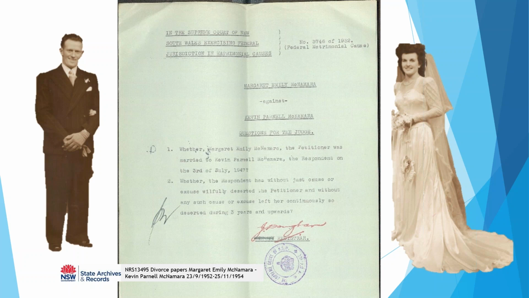So on that page there, you can see that the petitioner was married. Yes, we know that. We've seen the evidence. The respondent has to prove that she has just cause or excuse willfully deserted the petitioner and without any just cause or excuse left her, continuously so deserted for 3 years and upwards. So it turns out he went back to Victoria and the divorce went through, as you can see.